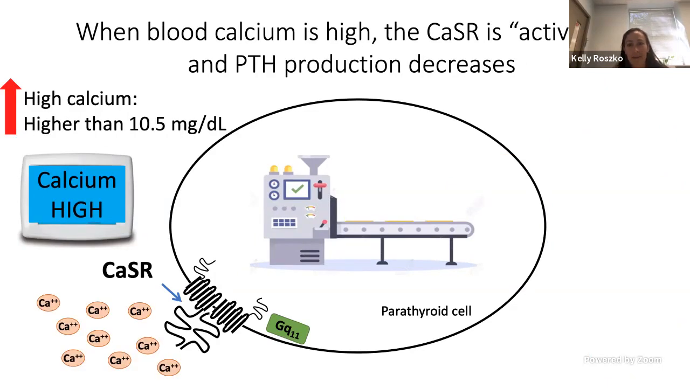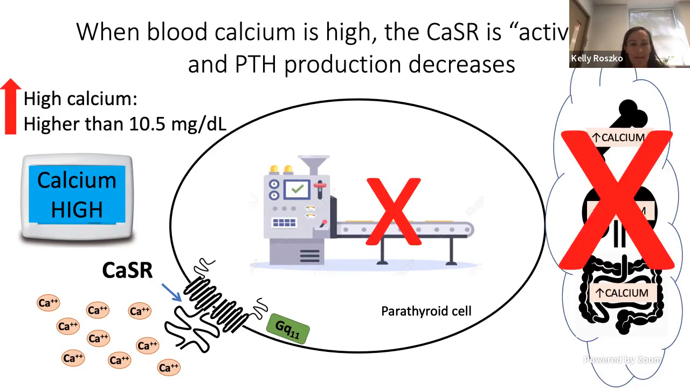And the converse, when the blood calcium gets too high, the opposite happens. The calcium sensing receptor is activated and PTH production decreases to ultimately decrease that blood calcium level. And here the calcium sensing receptor is telling the parathyroids there's too much calcium here, so just stop making parathyroid hormone. And we don't get those effects.